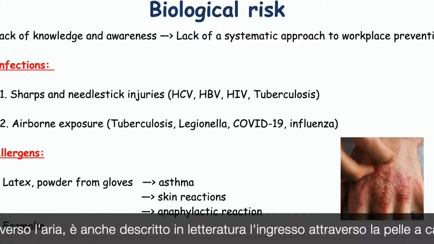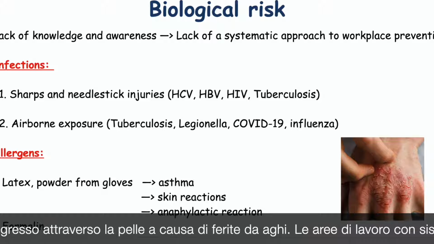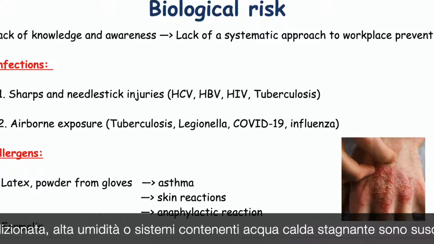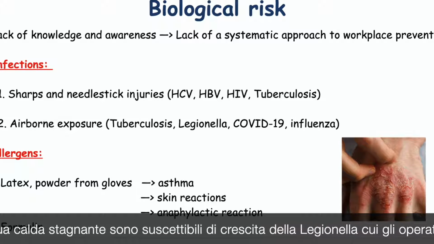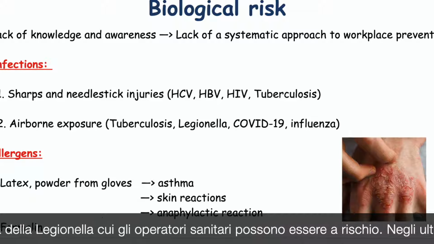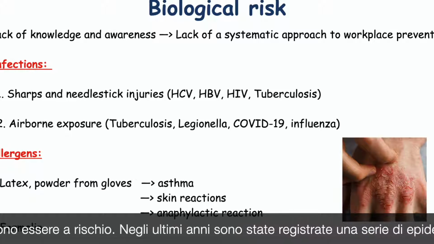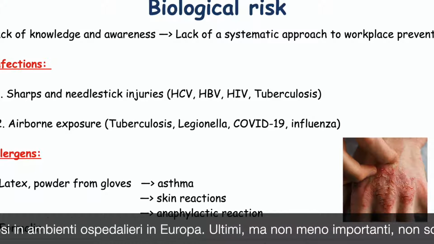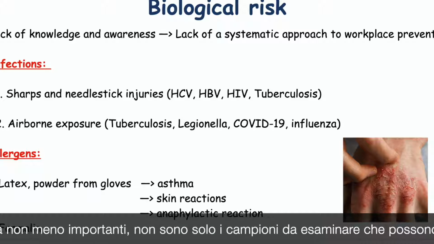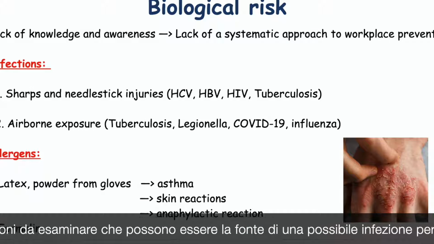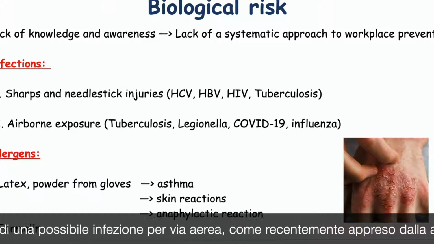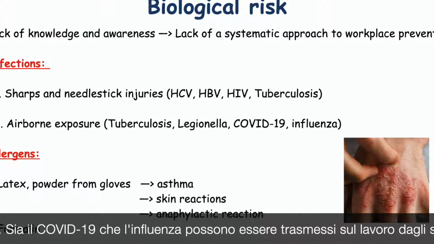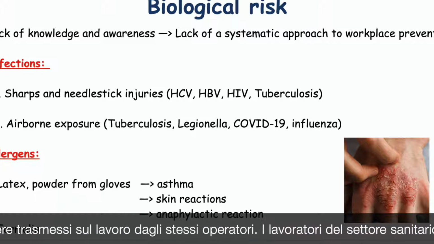in the literature. Working areas with air conditioning systems, high humidity or systems containing stagnant warm water are amenable to the growth of Legionella, and healthcare workers may be at risk. A number of epidemics of legionellosis have been recorded in recent years in the hospital environment in Europe. Last but not least, it is not only the specimens that can be the source of a possible airborne infection, as recently learned from the pandemics. Both COVID-19 and flu can be transmitted at work by the workers themselves.